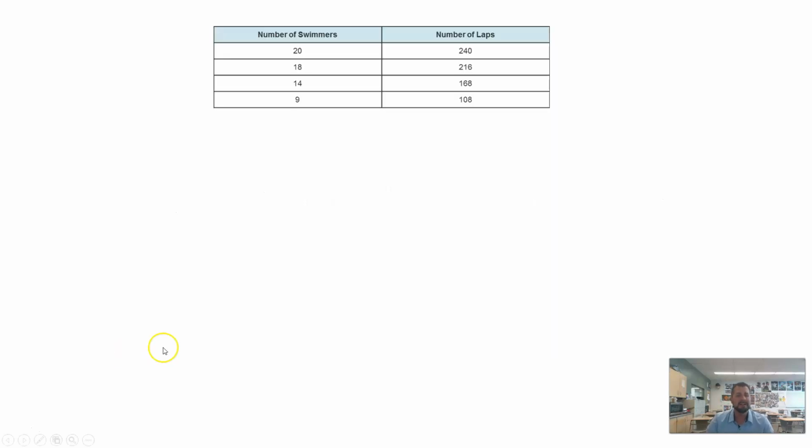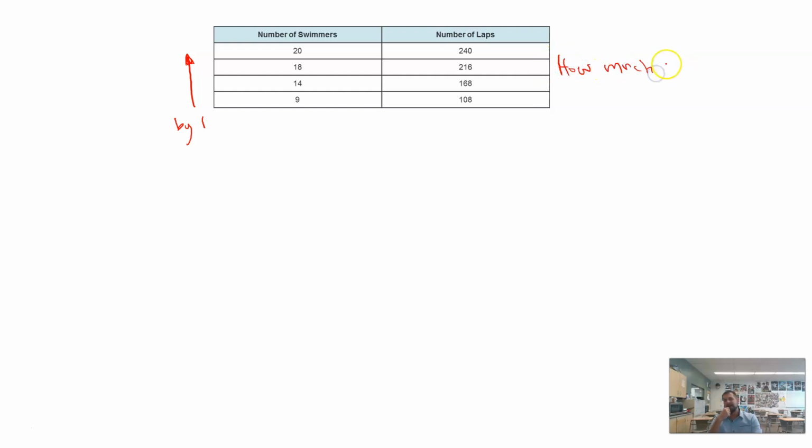But here, for example, one of the questions you looked at was this chart that has the number of swimmers and then the number of laps that those swimmers swam. Now, when we're looking for a constant of proportionality, which is a really fancy way of saying: if this number right here, the number of swimmers, goes up by 1, how much will this go up by?